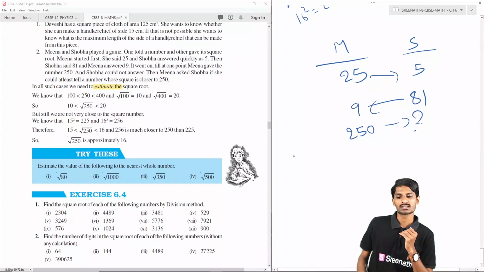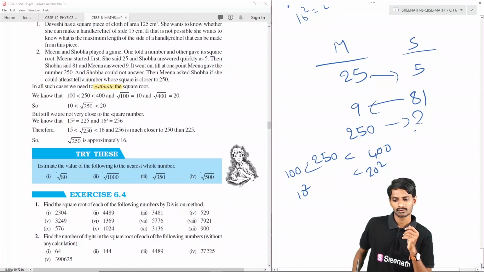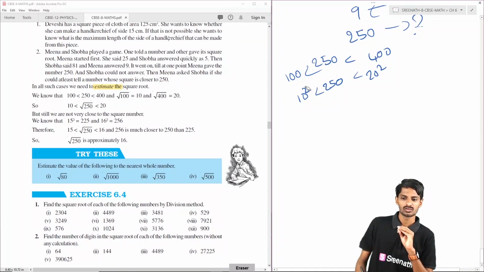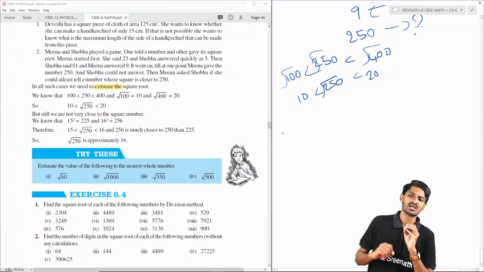Estimate. What we know is 250 is between 100 and 400. We know that 100 is a perfect square, 10 square, and 20 square is 400. So it must be between these. But there are some other numbers which are very close to 250. Okay students. So we are finding the square roots for all. Square root of 100 is 10, of 400 is 20. There are some others which are very close to them. What are close to them?